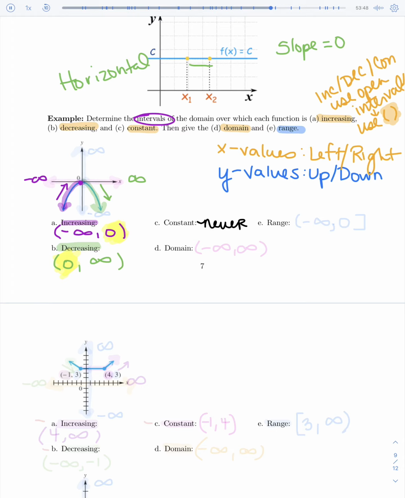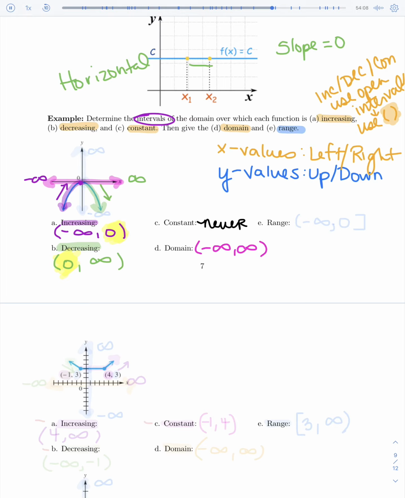Now, the question is, what is my function's domain? Meaning, reading this graph from left to right, where do I have a graph? Well, notice from left to right, I have a graph everywhere. So my domain is going to be negative infinity to positive infinity.